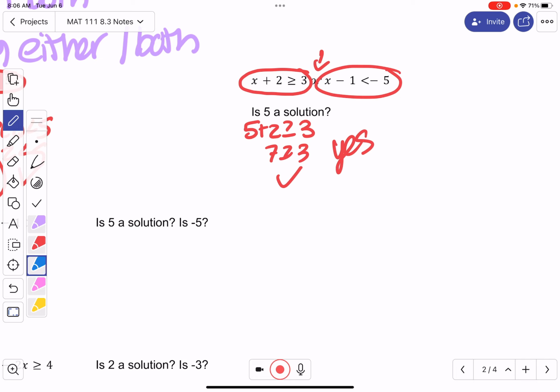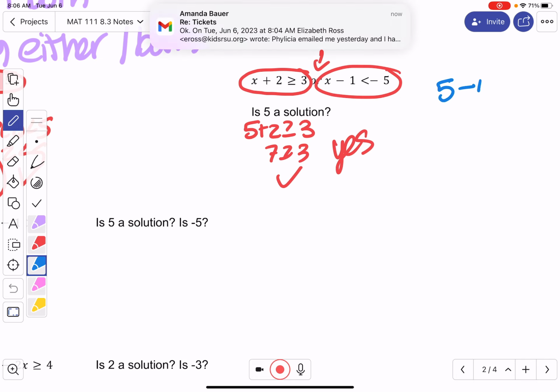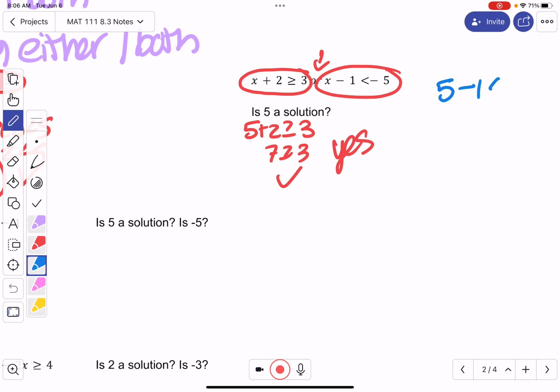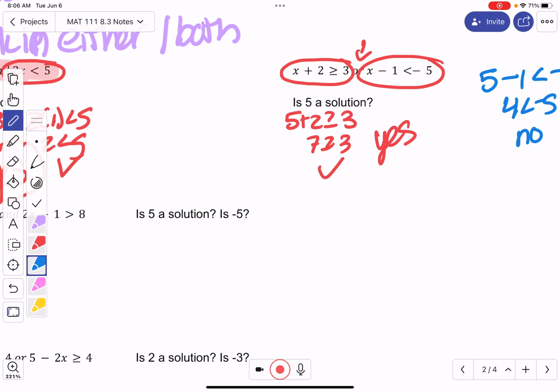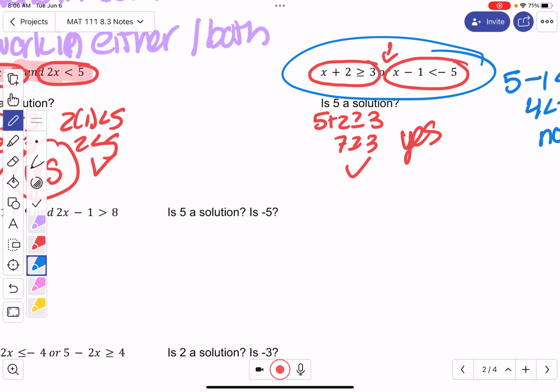Let's say we had checked the other one first. 5 minus 1 is less than -5, would be 4. It's not true in that one, but it doesn't matter because it was true in the other, so it is still a solution to that whole compound inequality.